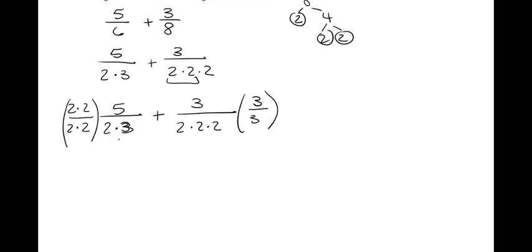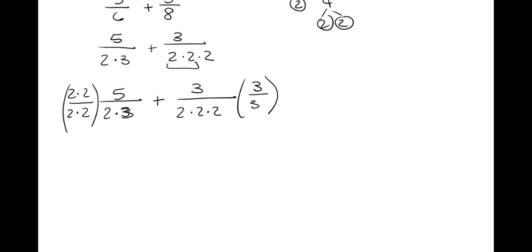So let us now multiply out. We'll deal with the top. 2 times 2 is equal to 4, times 5 is equal to 20. So we get 20 over 2 times 2 is equal to 4, times 2 is equal to 8, times 3 is equal to 24, plus 3 on top, 3 times 3 is 9, and then once again, 2 times 2 times 2 is equal to 8, times 3 is equal to 24.